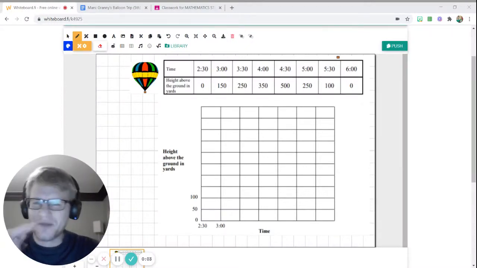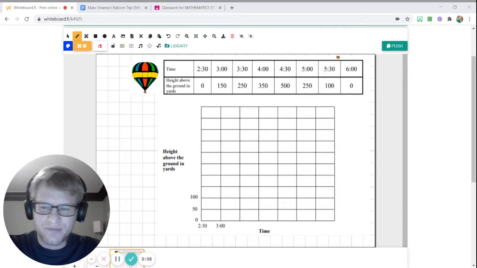I wanted to show you this problem. It's called Granny's Balloon Trip, and this is what you're going to work on today on Monday. I think it's Monday, right? I think this is Monday's problem.